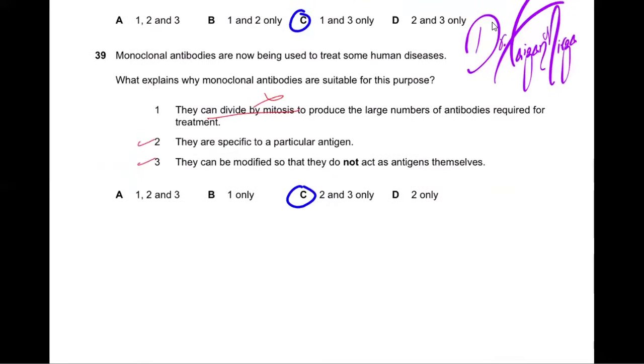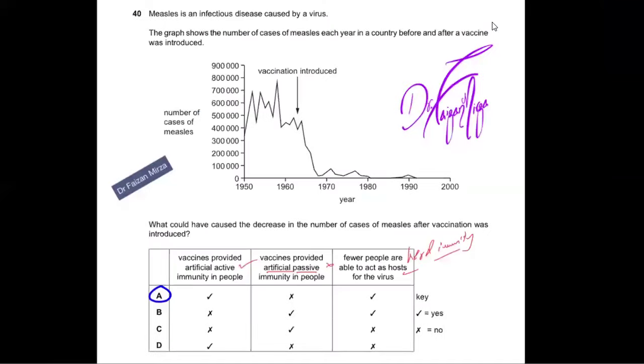Monoclonal antibodies are now being used to treat some human diseases. What explains why monoclonal antibodies are suitable for this purpose? Monoclonal antibodies can divide. No, they cannot divide; only cells divide. They are specific to a particular antigen. Yes. They can be modified, and once they have been modified, they do not act as antigens. If they were not modified, they would act as antigens. So options 2 and 3 are correct. So in this way, 39 is C.